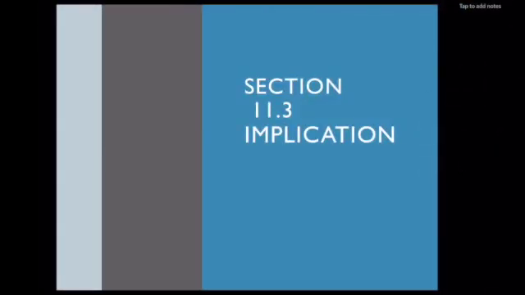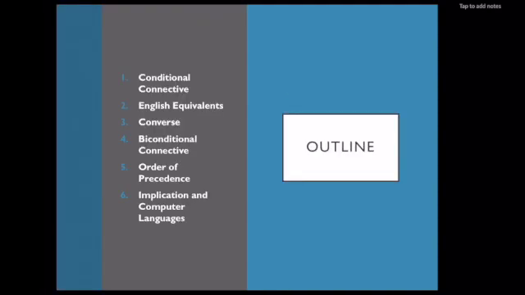The next section talks about implication. So what is that? We're going to talk about conditional connectives, the English equivalents of conditional connectives, the converse, the biconditional connective, and order of precedence. This is really important. This is like PEMDAS. And then how this has implications in computer languages.